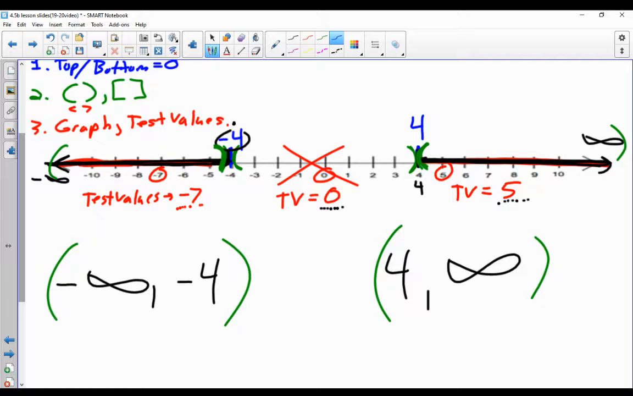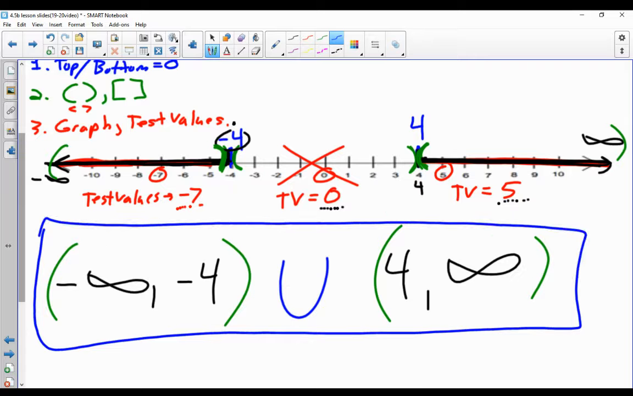And the last thing you need to put is that since we have two intervals, you just have to put a union symbol. And that is what you'll put into the Hawks program.